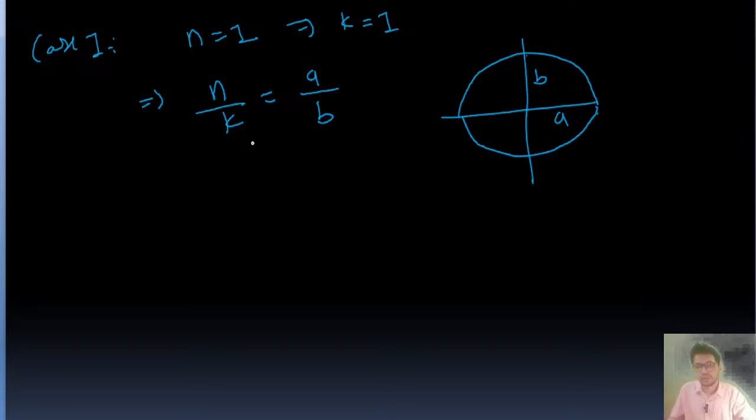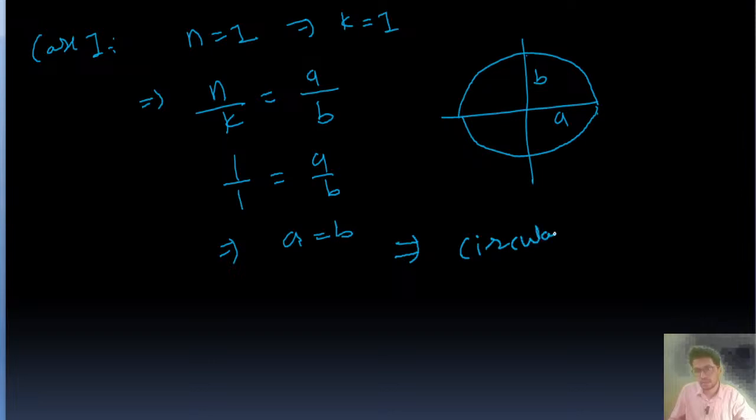So n upon k. We know that n equal to k equal to 1, so 1 upon 1 is a upon b. In that case, a equals b. If n equals 1, k equals 1, then the orbit is going to be circular. So a equals b implies this is going to be a circular orbit. Okay. Case 2.